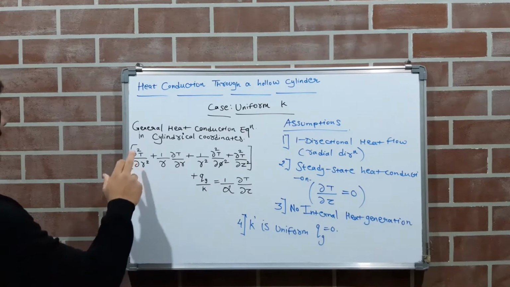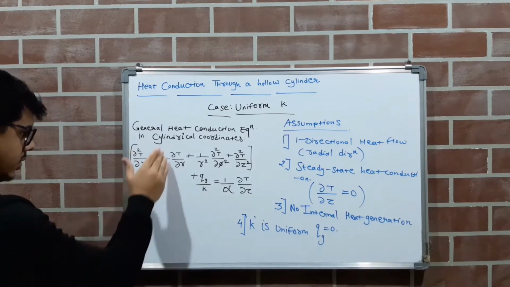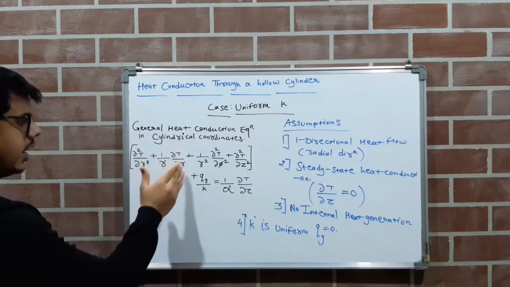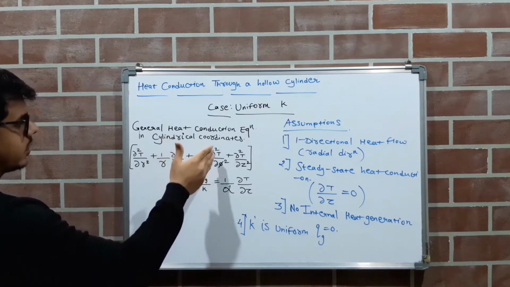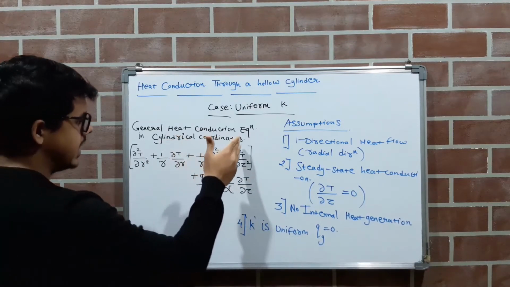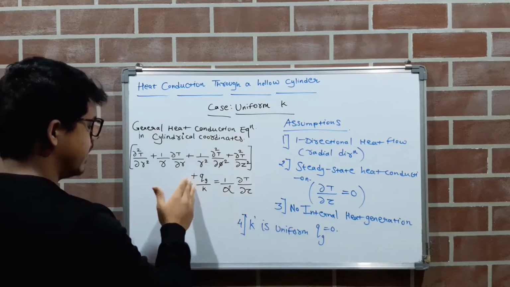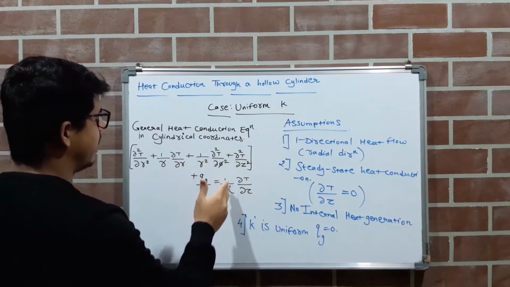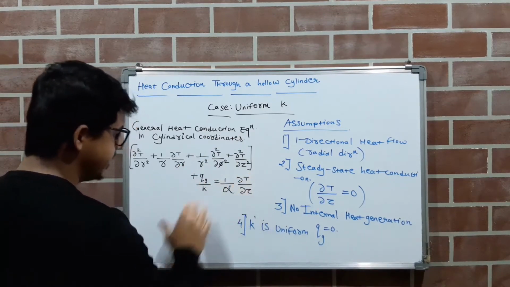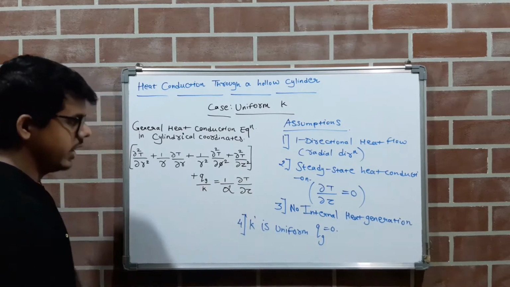Now the equation is del square T by del r square plus 1 upon r into del T by del r plus 1 upon r square into del square T by del phi square plus del square T by del z square plus Qg by K equals 1 upon alpha into del T by del tau. This is the continuation of the equation.